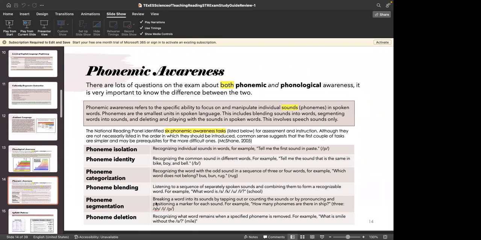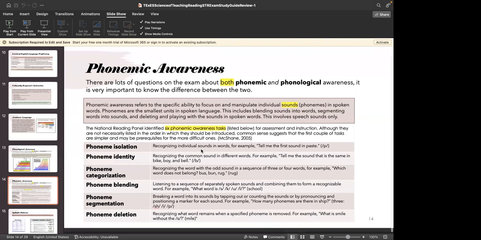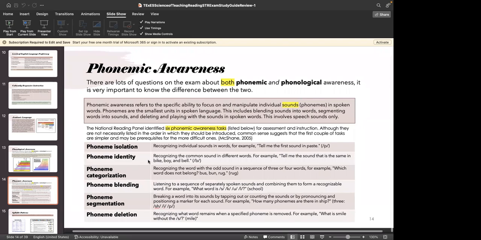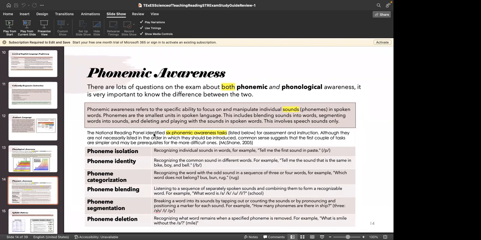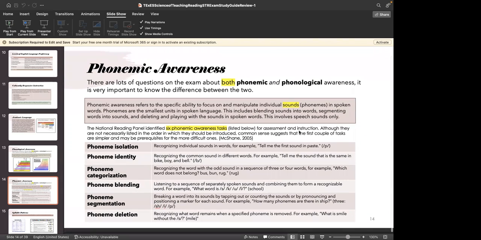Phoneme isolation, recognizing individual sounds in words, for example: tell me the first sound in paste. Phoneme identity. So these are some of the skills that we do in phonological awareness. The National Reading Panel identified six phonemic awareness tasks for assessment and instruction.